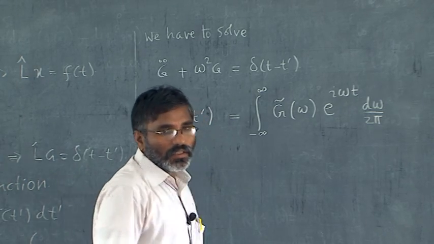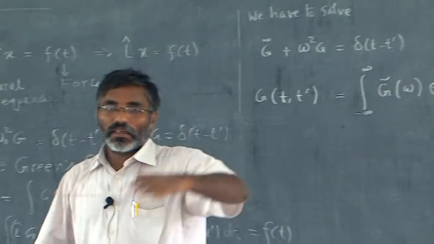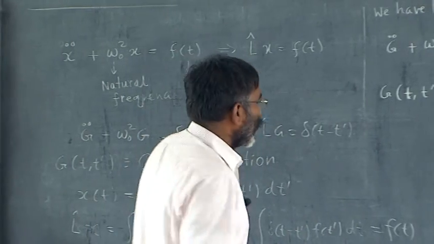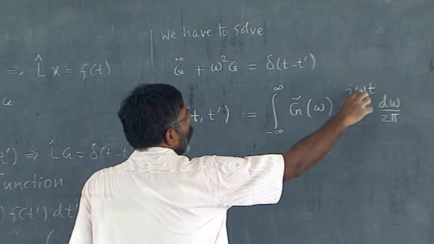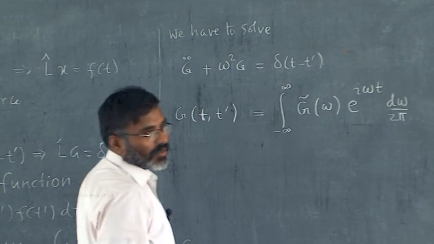Essentially what I am trying to say is I will take that as a linear combination of all the plane waves, and this factor e to the i omega t has a weight. I am just calling that a weight.